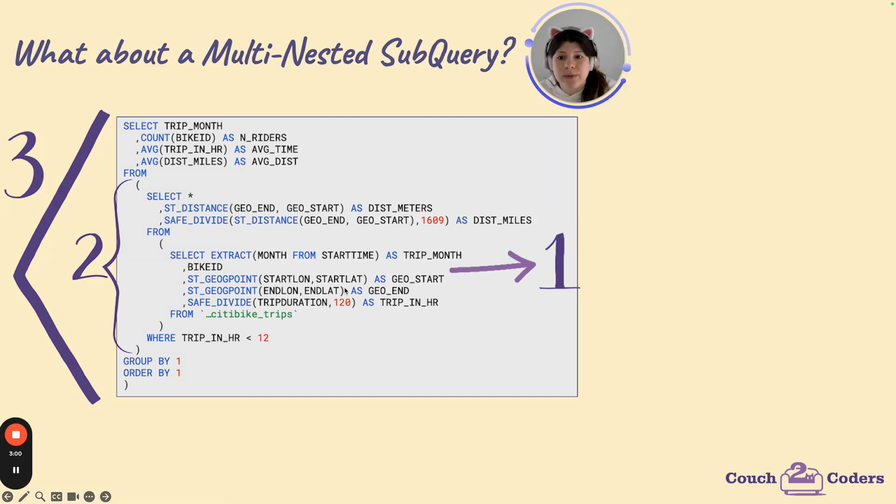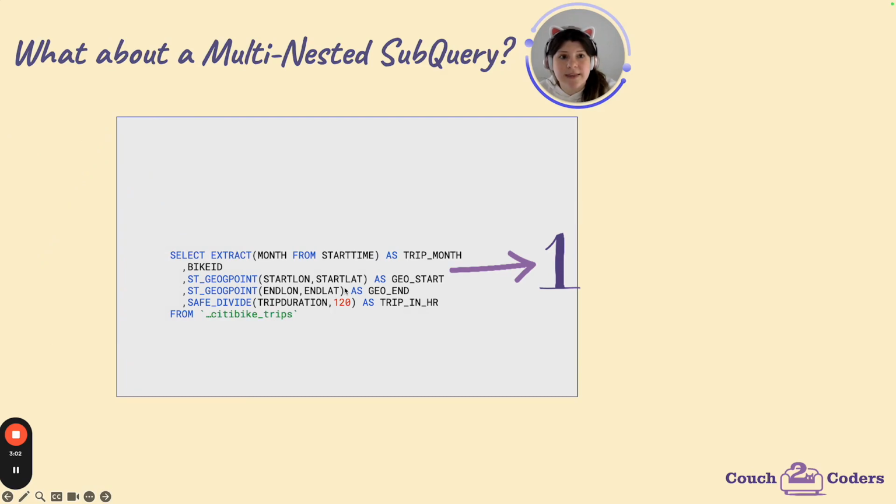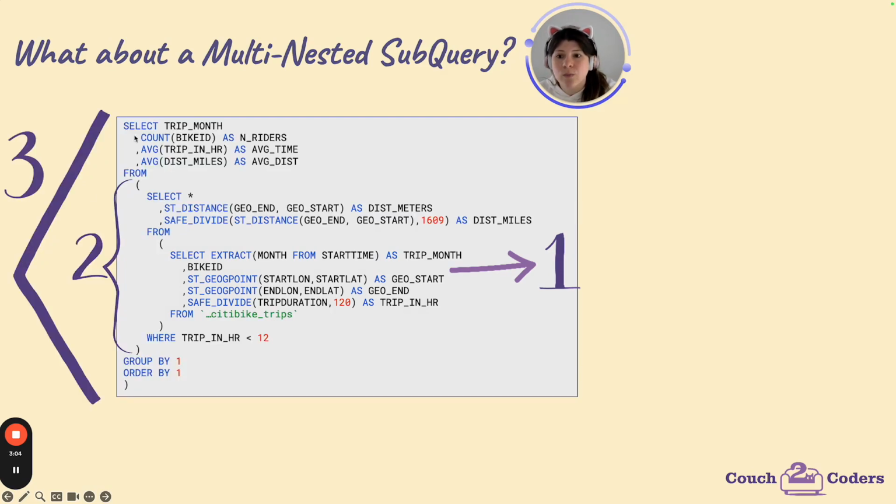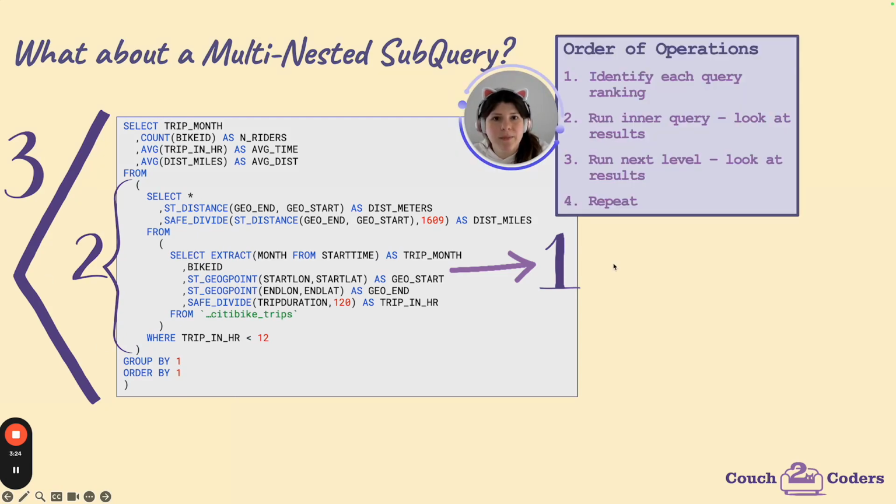And that's it. So if we were given this query and we weren't able to go inside out like this, and we were just given this piece, what we would do is first we would identify, okay, this little nugget here, he's the inside. What is he doing? Then add 2, then add 3. Let's look at our order of operations just to really drive this point home. So order of operations whenever you're doing a multi-nested subquery is 1, identify each query ranking. Starting with the innermost, that's 1, and then you work your way out. So we have rank 1, 2, 3.